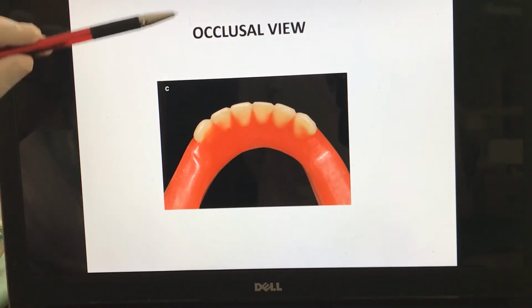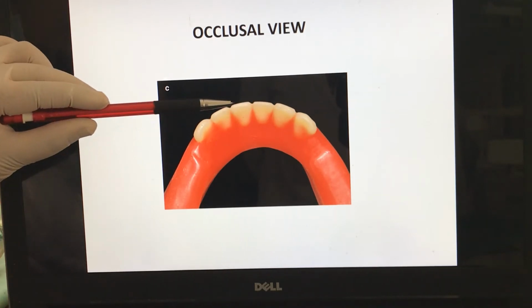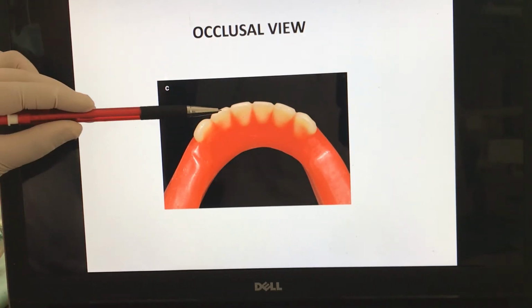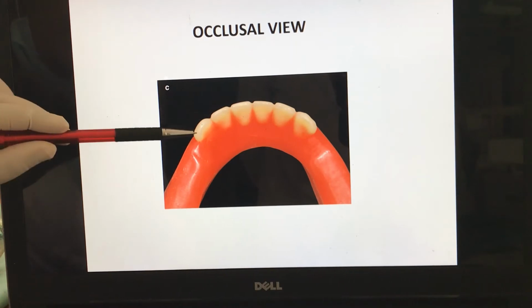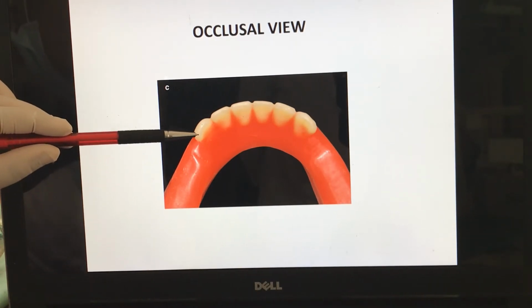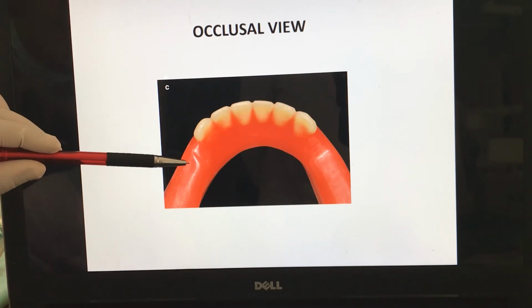From the occlusal view, the mandibular central incisors will lie along a straight line. Mandibular lateral incisors will have slight rotation on the distal aspect. Mandibular canines will have more rotation in order to follow the arch form of the occlusal rim.